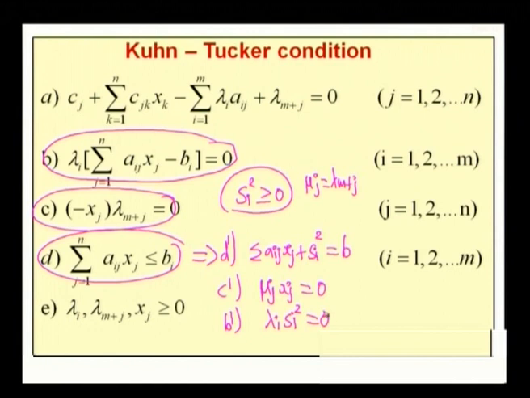So, we simplify the given set of Kuhn-Tucker conditions by introducing a new variable, which we call a slack variable, si squared greater than or equal to 0, and mu j equal to lambda m plus j. By introducing si squared greater than or equal to 0, our equation D becomes D dash, which is summation aij xj plus si squared equal to b. By taking lambda m plus j equal to mu j, equation C becomes mu j xj equal to 0, and because of the condition si squared greater than or equal to 0, equation B can be written as lambda I si squared equal to 0.